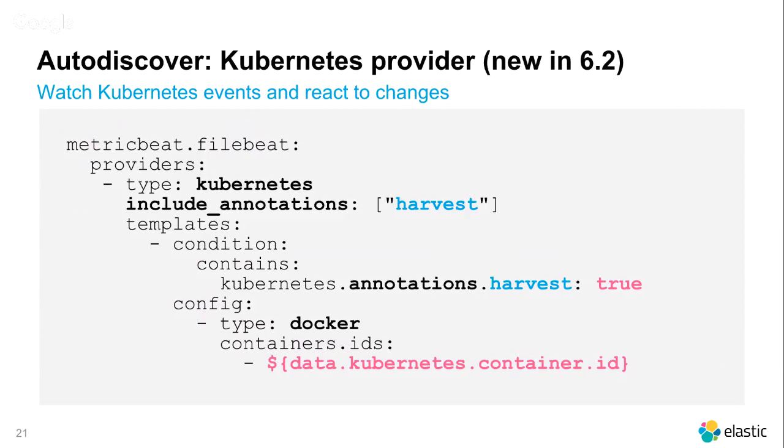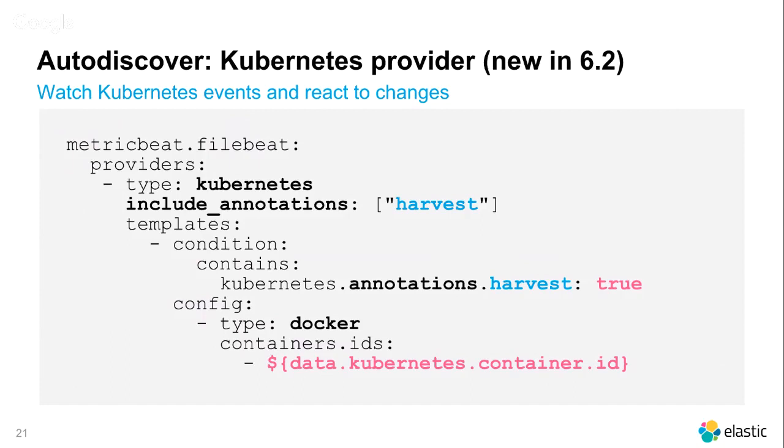In this case, what we are doing is using annotations. And actually, I have to say that I took this idea from the Discuss forum today. So thank you. Basically, what we are doing here is taking the annotations from the pod definition. And if you have an annotation called harvest, this could be anything defined by you, we want to match that. And if we see that the annotation for harvest has the value true, we want to launch the Docker prospector to read the log from that pod.